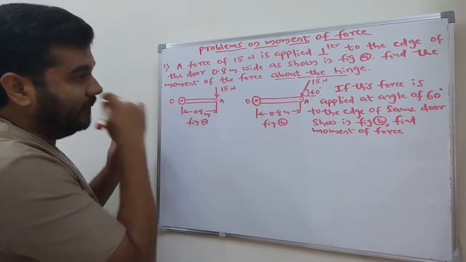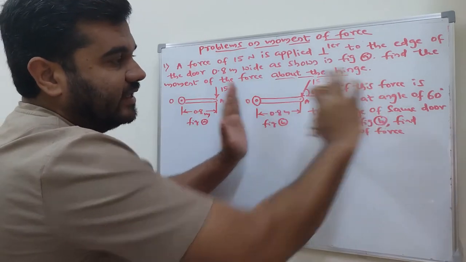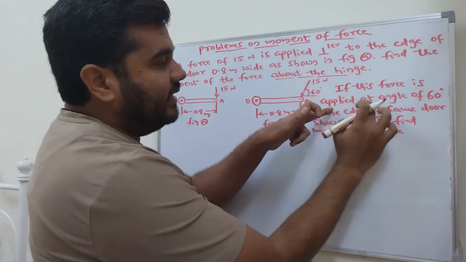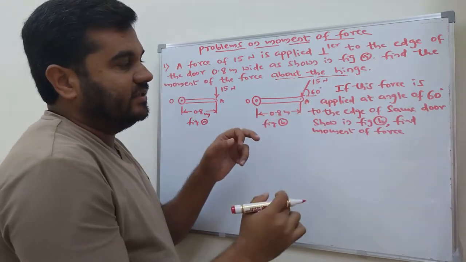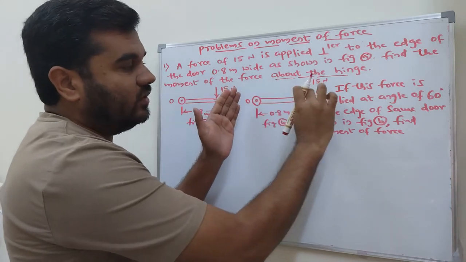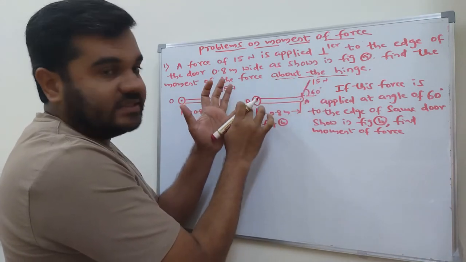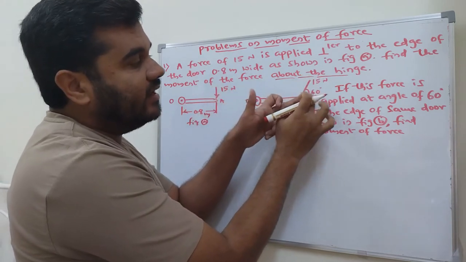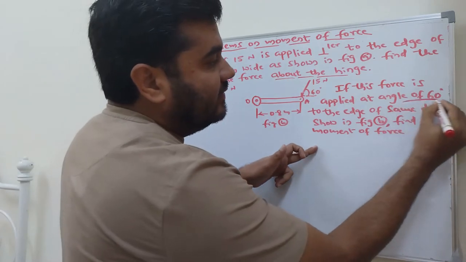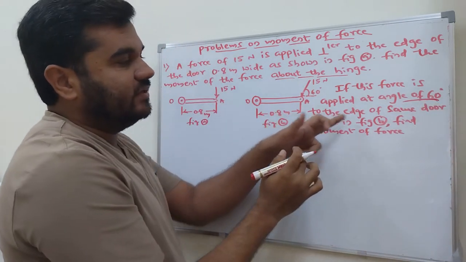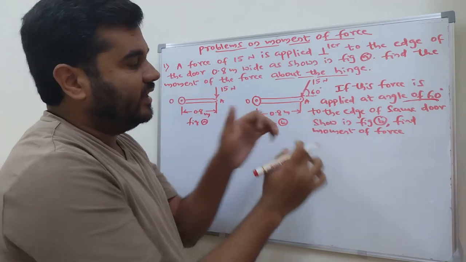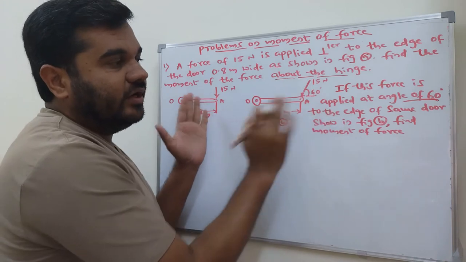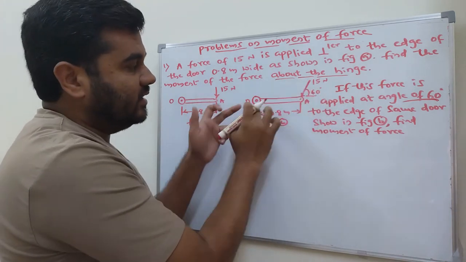First we'll solve for figure A. Later I'll explain, if this force is applied at an angle of 60 degrees to the edge of the same door, same width, the hinge is at O, but the load application is 15 newton at an angle of 60 degrees to the edge of the same door, shown in figure B, then find the moment of the force. There are two cases here; you need to find the moment of these forces about the hinge.